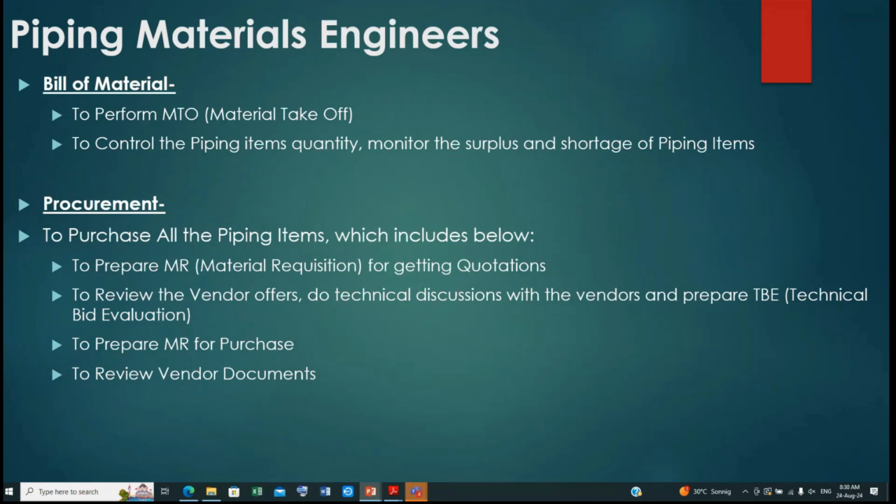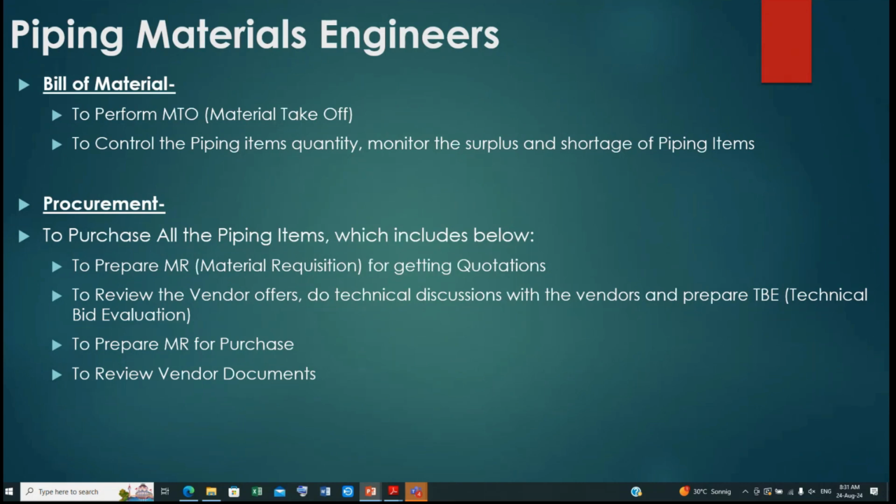Sometimes in a few companies, procurement is in the scope of different engineers, procurement engineers, given for this task of the quantities also. But in many organizations, the piping material engineer will also control the quantities, and the procurement engineer will only coordinate with the vendors for the commercial purpose. For the technical purpose, the piping material engineer is responsible.